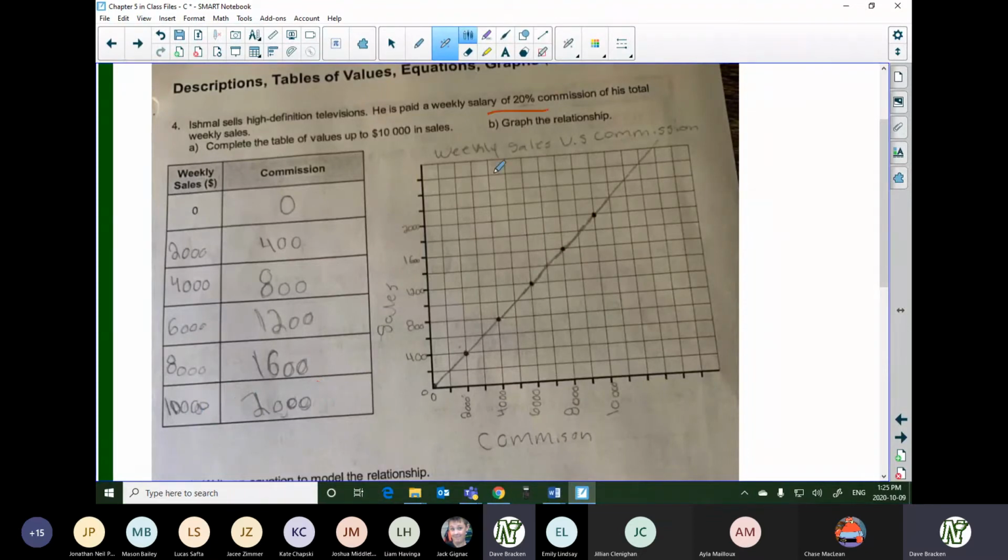Okay, even this commission is high, but that's what commission is. The more you sell, the more you make. You don't sell anything, you don't get paid.